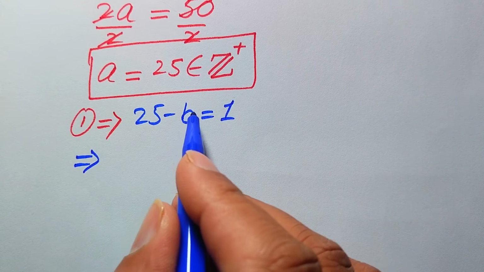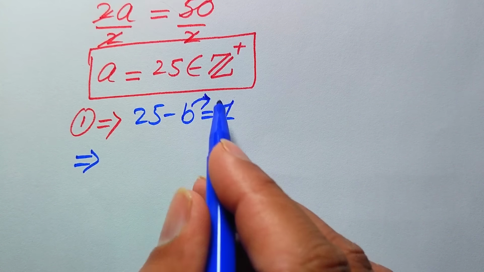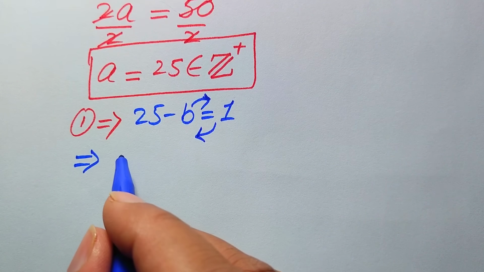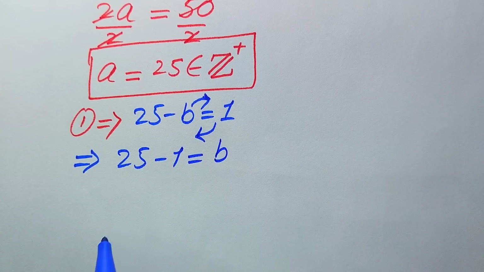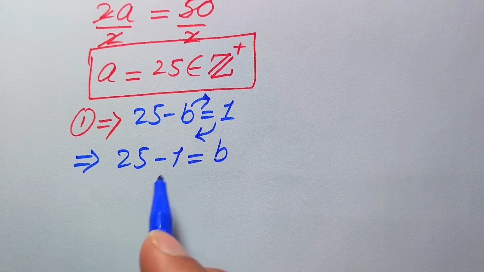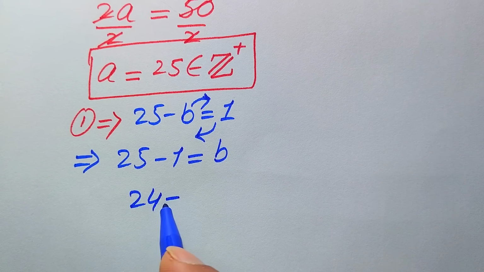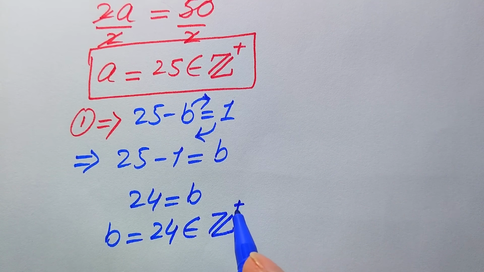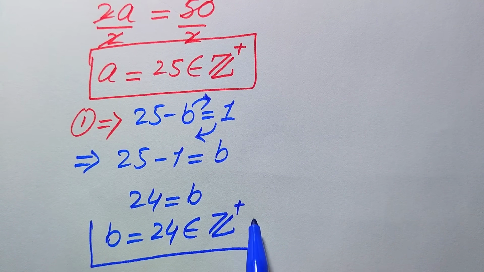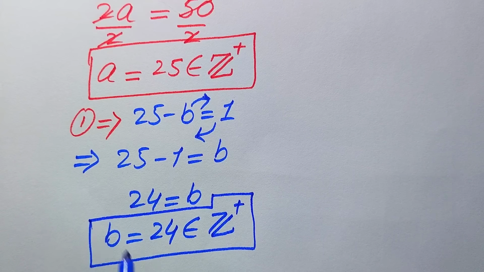And here we move minus b to the right hand side, and we move plus 1 to the left hand side, and it becomes 25 minus 1 is equal to b. And we obtain 25 minus 1 becomes 24 is equal to b, and here you again clearly see that b equals 24, and 24 also belongs to the positive integers, and this is the value of b which we get here from the first case.